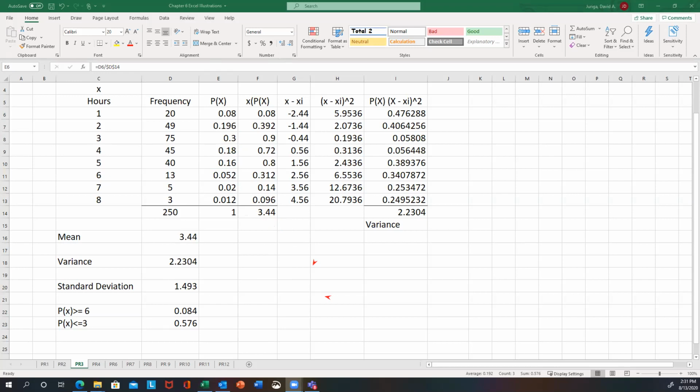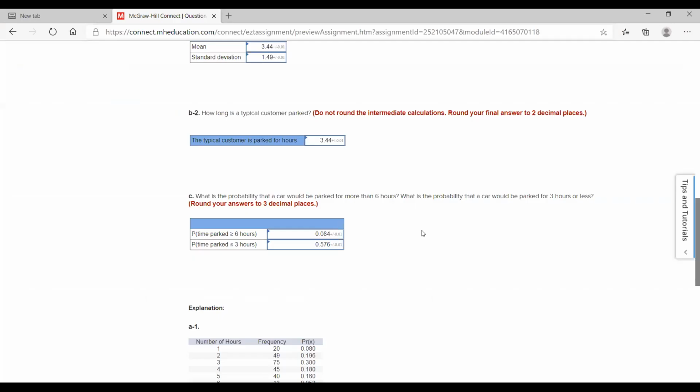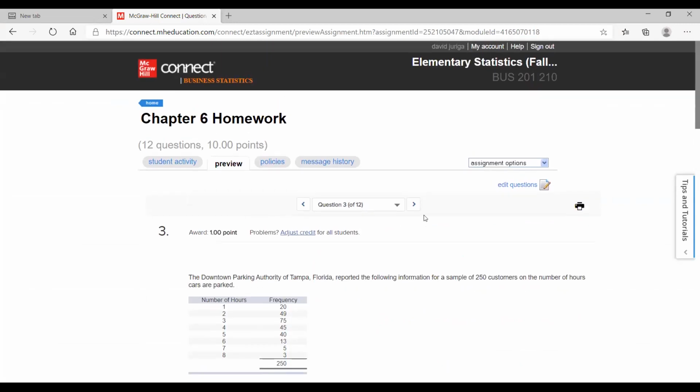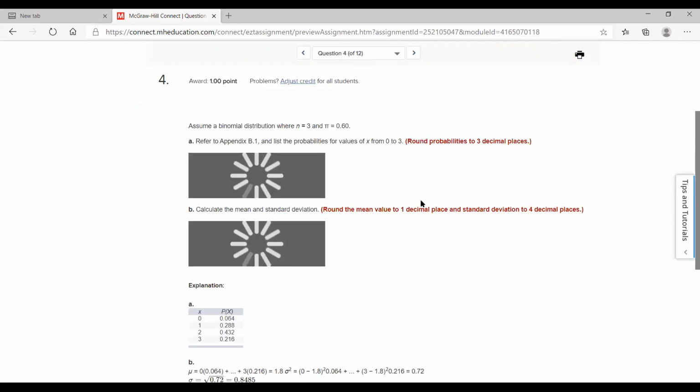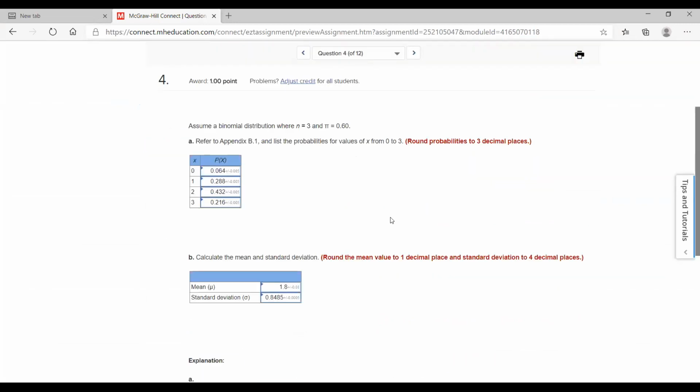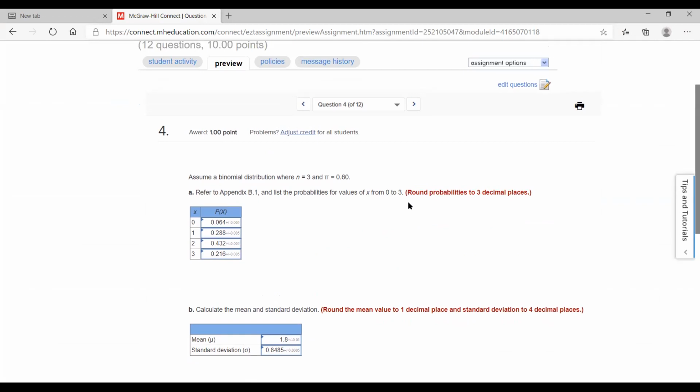Let's go back. All right, so that was problem number 3. Let's go to problem 4. Now, in problem 4, I'm going to show you the binomial tables in your book. And I've actually recreated this in Excel. It's real easy to do. So when I start to work these problems, I'm going to show you my Excel workout.